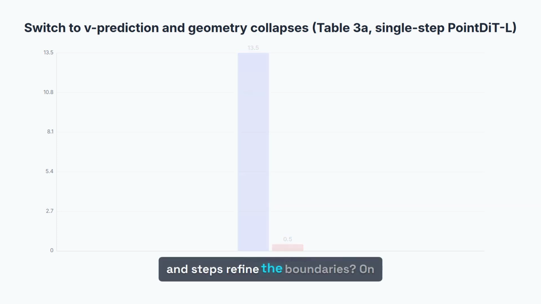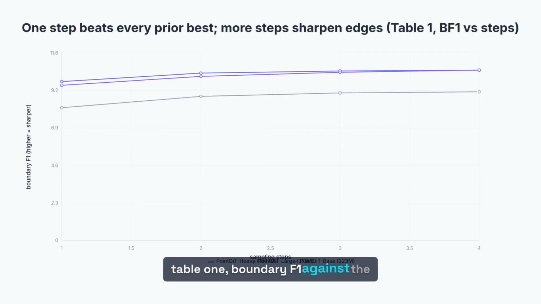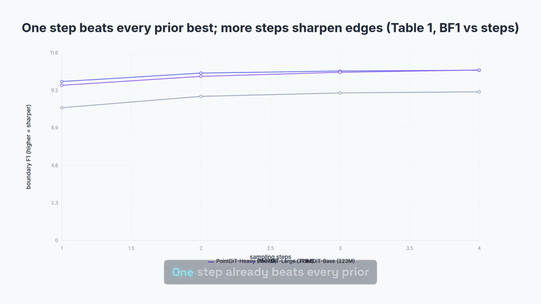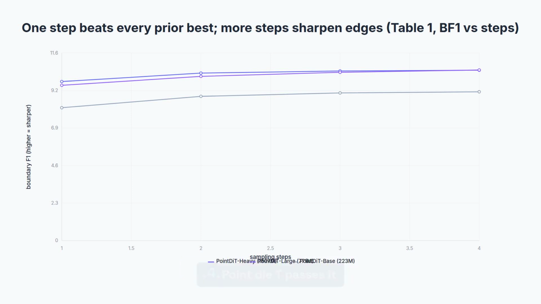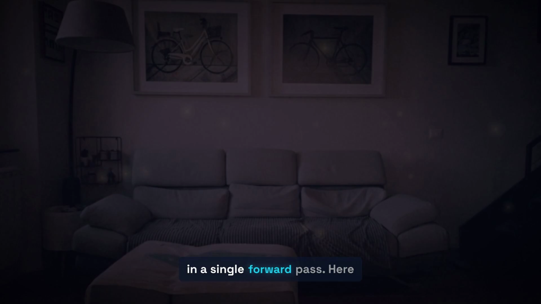How scale and steps refine the boundaries. On table 1, boundary F1 against the sampling step count, 3 model sizes. PointDiT base climbs from 8.2 at 1 step to 9.2 at 4, large goes 9.6 to 10.5. Heavy goes 9.8 to 10.5. One step already beats every prior method's best, and each added step sharpens the edges further. The best baseline, Depth Pro, sits at 9.4. PointDiT passes it in a single forward pass.